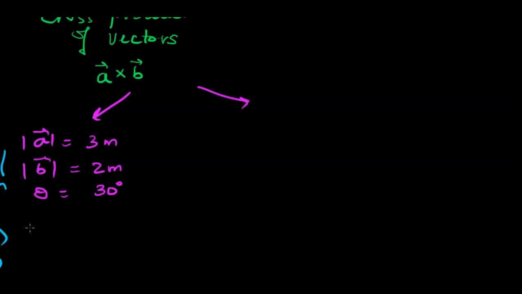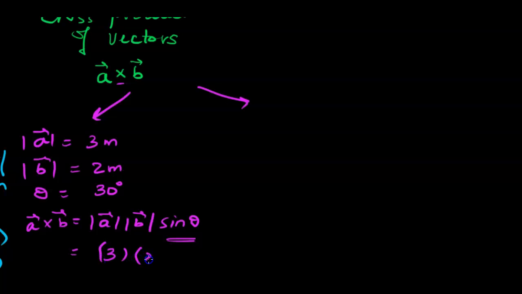The formula for cross product is A cross B vector is equal to the magnitude of each of the vectors multiplied together. So vector magnitude A multiplied by vector magnitude B multiplied by sine theta. So cross product is associated with multiplying by sine theta. We have vector A as 3, vector B as 2.